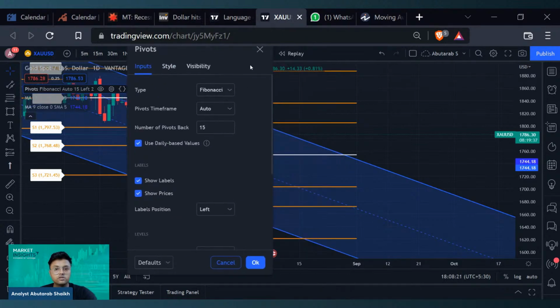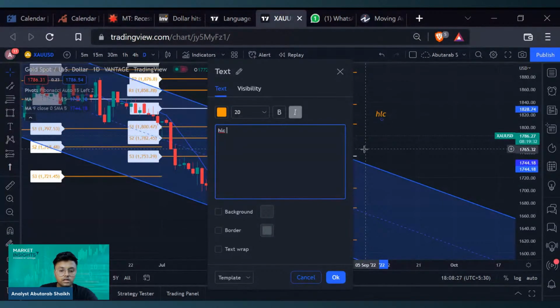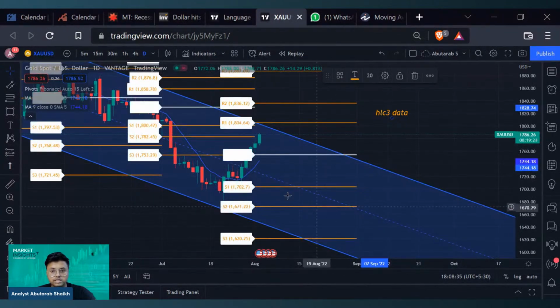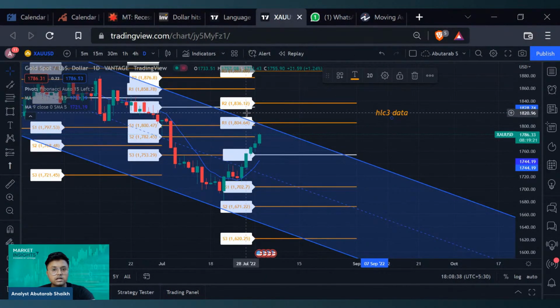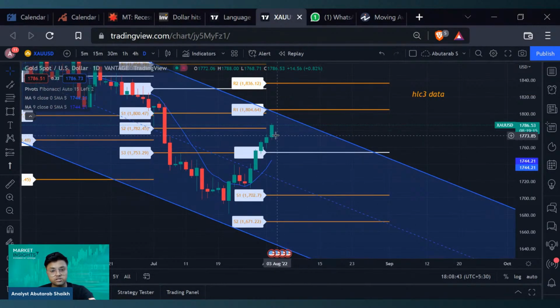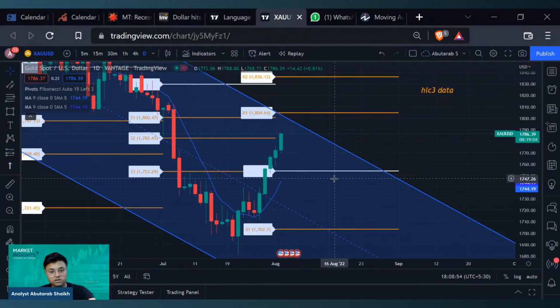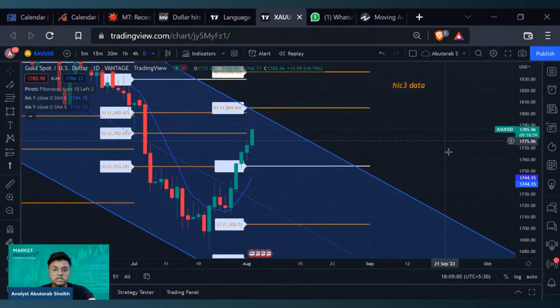Pivot points are based, first of all, on the HLC data. It is also called HLC 3 data. 3 means average, so H plus L plus C divided by 3 is the pivot. Now what is HLC? High low close. High low close of the previous trading session. So if you're talking about day, then it will be the previous day. And this is a daily time frame already, so it will show us the pivot point for the whole month. Understood?